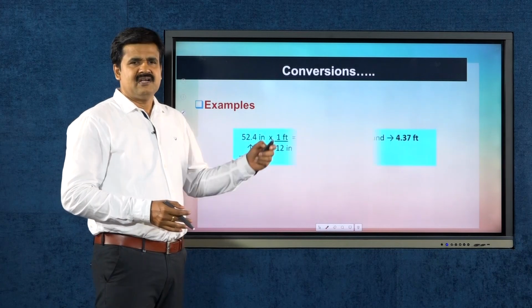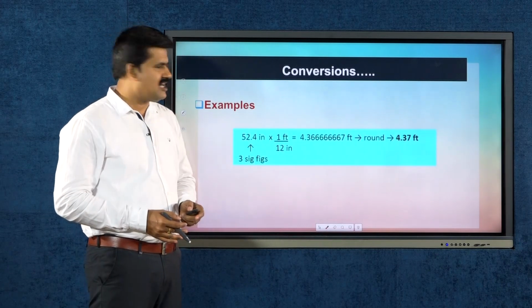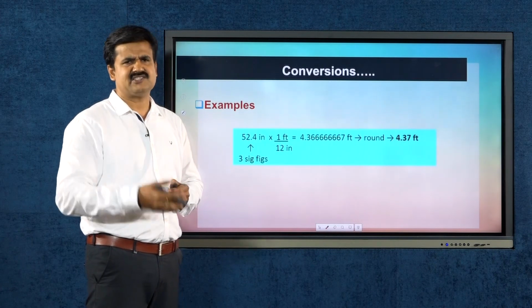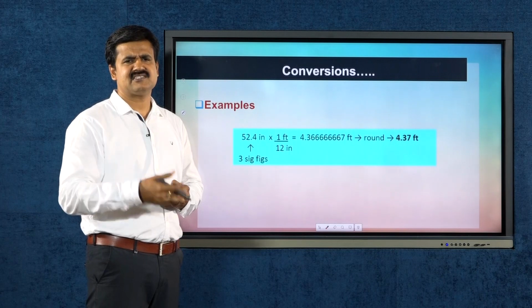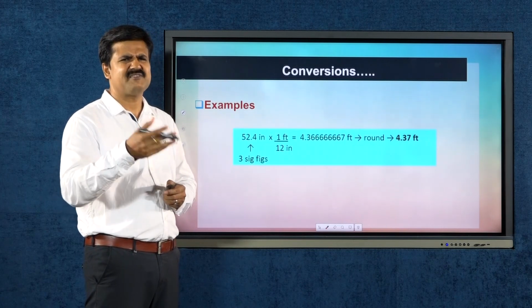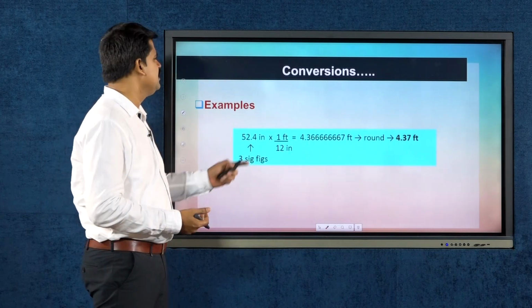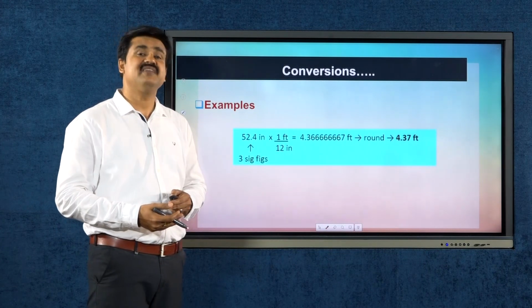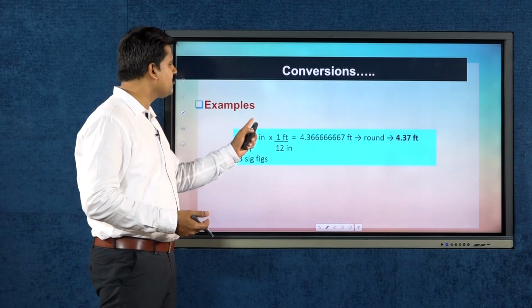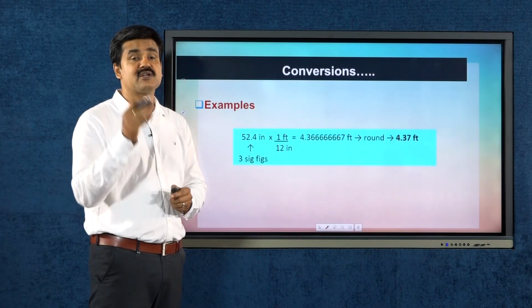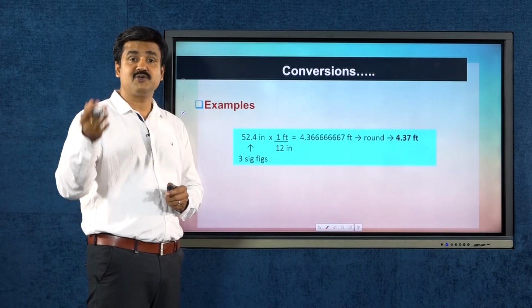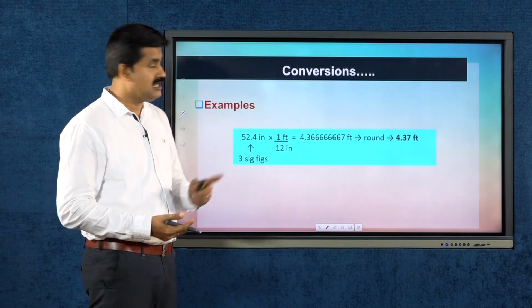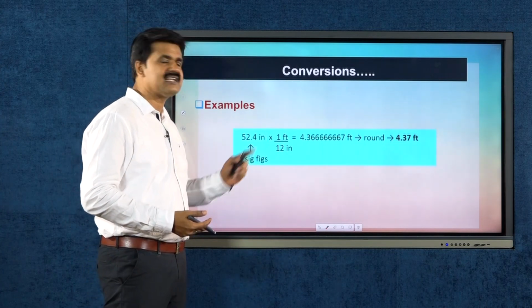Now, there are some other examples for the conversion also. You are very familiar with the feet and inch. You know 12 inch equal to 1 feet, which is a very popular common measurement. 52.4 inches are there. I wish to convert it into feet. So, 52.4 inches divided by 12 inches. In order to convert inches into feet, I have to divide it by 12 because 12 inch is equal to 1 feet. So, 52.4 inches are there in total.